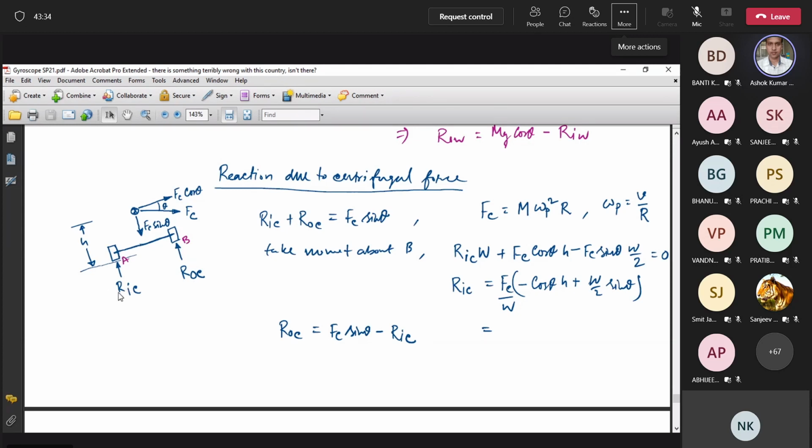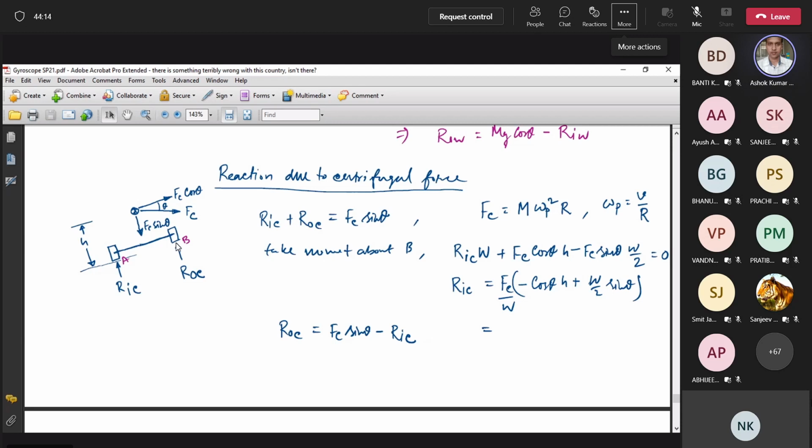If the directions we have taken are not correct, then in the solution they will come negative. We need not care about which direction we have taken initially. So we have drawn the free body diagram, and from this diagram you can see that RIC and ROC, the reaction due to centrifugal force in the inner wheel and in the outer wheel, must be balanced by this force. That's what is written here. Now we will take moment of all the forces about this point P.